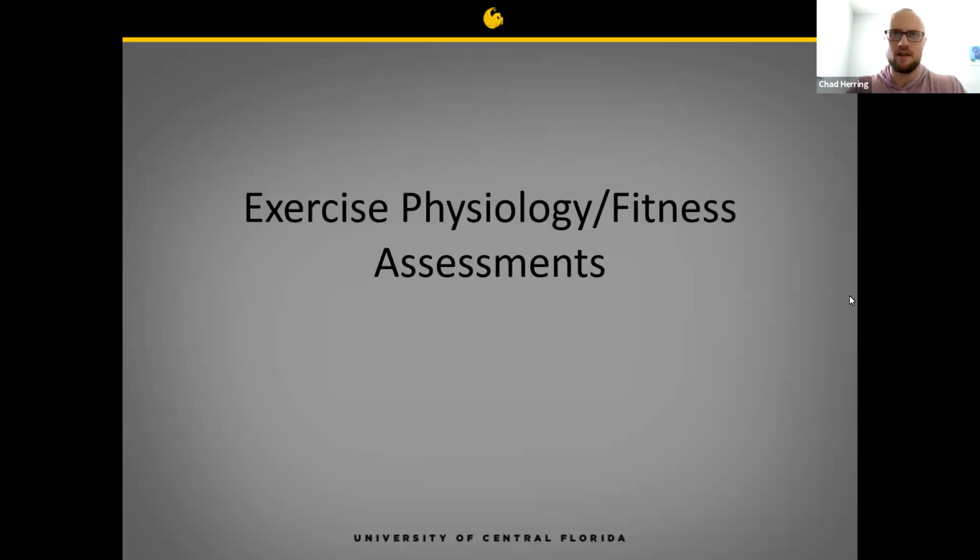All right. Hey, everybody. Today's module and PowerPoint will be on fitness assessments, exercise physiology, and fitness assessments. Okay. So we're going to go through why we even perform tests, different ways to make sure that we're performing proper tests in the proper order. And then we're going to go through real briefly some specific tests for different assessments.